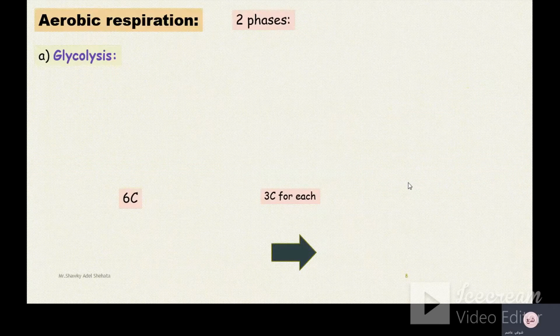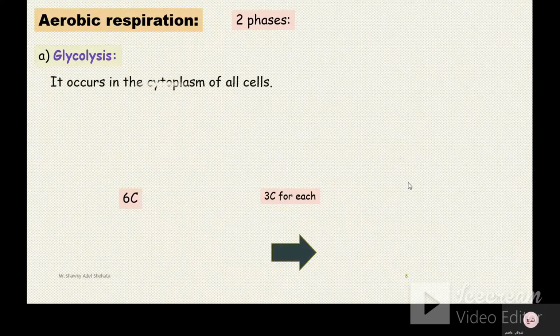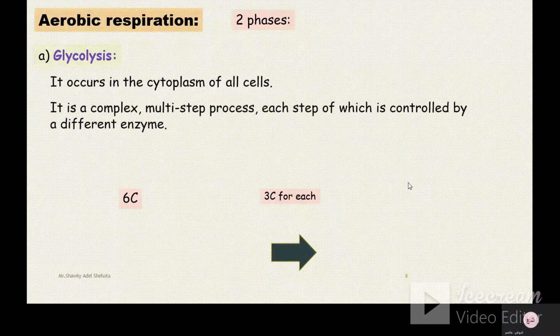Let's talk about the aerobic respiration. Generally it consists of two phases. The first one is glycolysis. Glycolysis occurs in the cytoplasm of all cells. It's a complex, multi-step process, each step of which is controlled by a different enzyme.